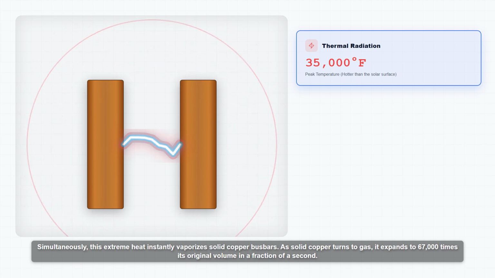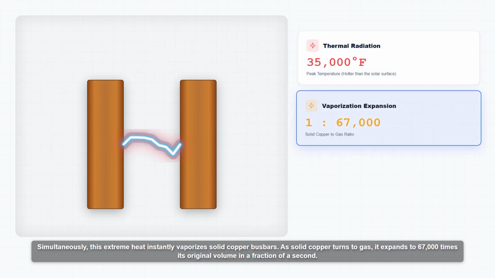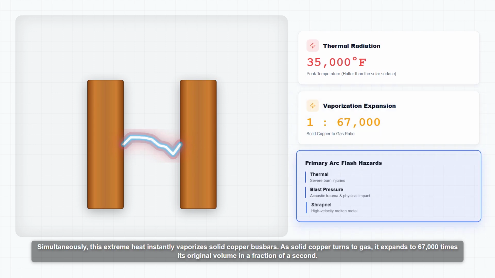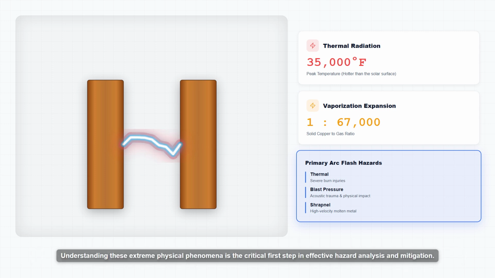Simultaneously, this extreme heat instantly vaporizes solid copper busbars. As solid copper turns to gas, it expands to 67,000 times its original volume in a fraction of a second. This rapid explosive expansion creates a devastating pressure wave, blasting molten metal, shrapnel, and toxic gases outward with immense force. Understanding these extreme physical phenomena is the critical first step in effective hazard analysis and mitigation.